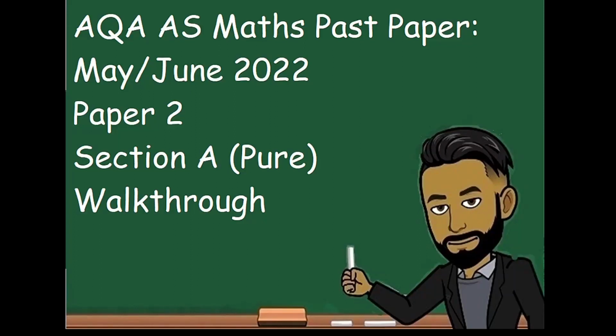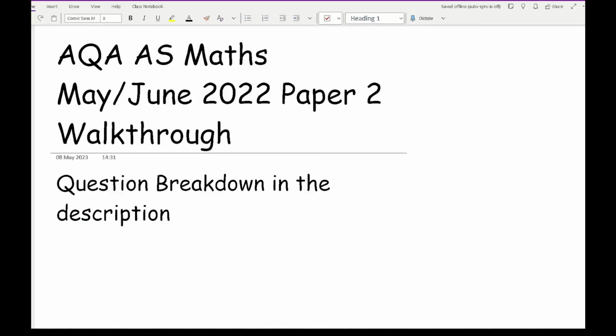So welcome to this latest video on 162 Maths, and in this video we'll be going over the AQA AS Maths past paper of May 2022, paper 2, section A, which is the pure section. Now as always I'll include a question breakdown so you can see which question refers to which topic on the syllabus. So let's get started on this AQA AS Maths paper of May, June 2022, paper 2.